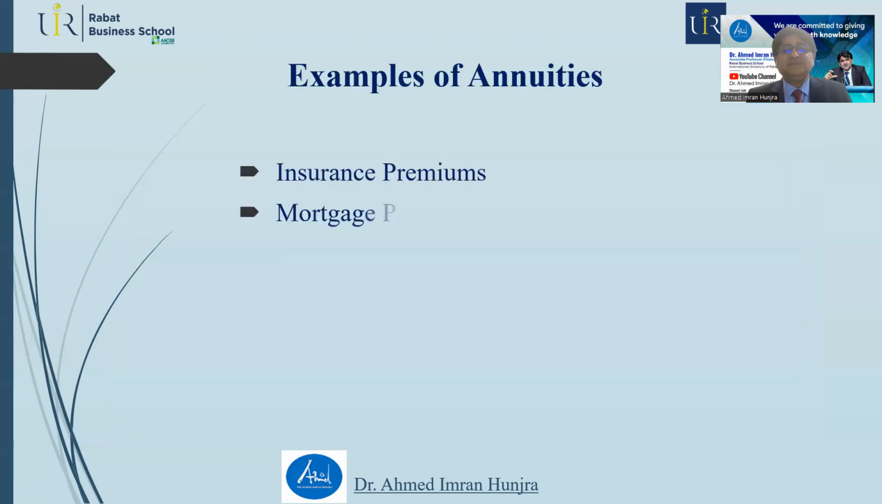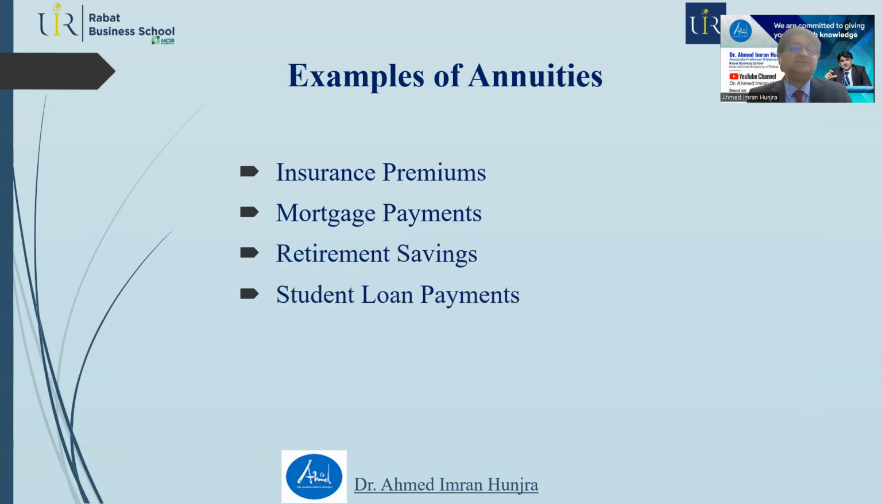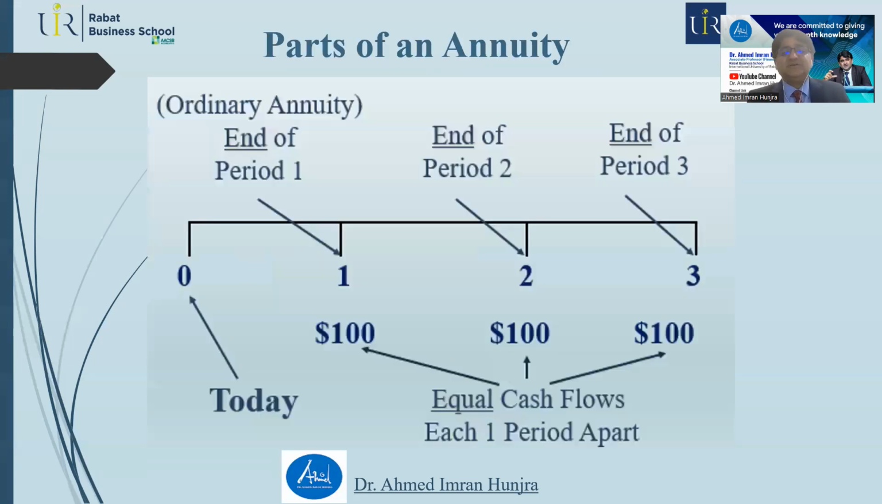So we have examples here. What can be the examples of annuities? These can be insurance, mortgage, retirement, student loans, car loan payments. Whenever we take a loan and pay it in different installments, but the magnitude of each installment is the same, that is called an annuity.